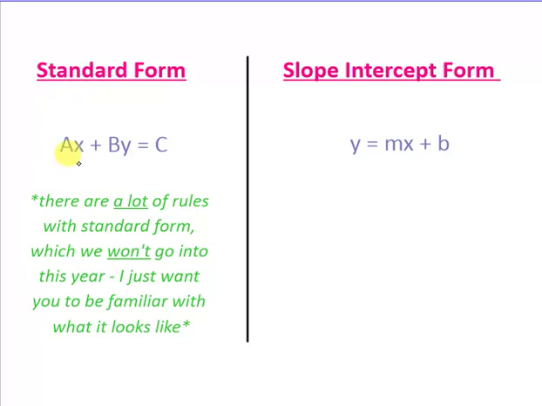So standard form looks like this: Ax plus By equals C. Now the A, the B, and the C are just integers. Now, you've got to read what's in green here. There are a lot of rules for standard form, which we're not going to go into this year. So for example, there's a lot of rules for A, for B, and for C, what they can be, what they can't be, and on and on. You're going to learn more about those next year. I just want you to be familiar with what they look like. What we're going to be focused on this year is I'm going to give you an equation in standard form, and you're going to change it to slope-intercept form. And that's really what I'm focused on, okay?